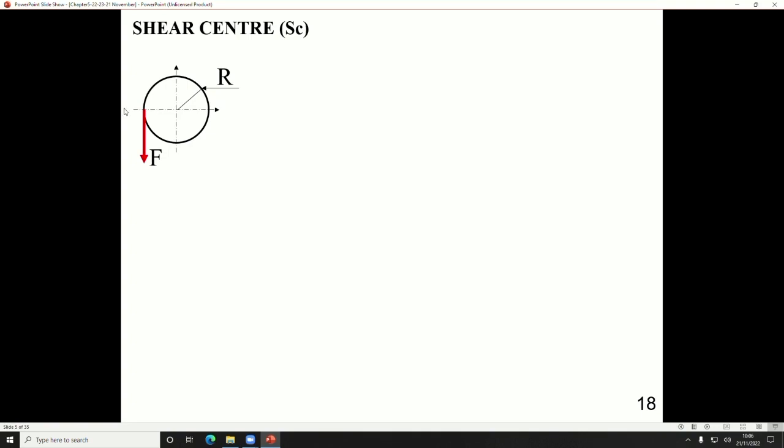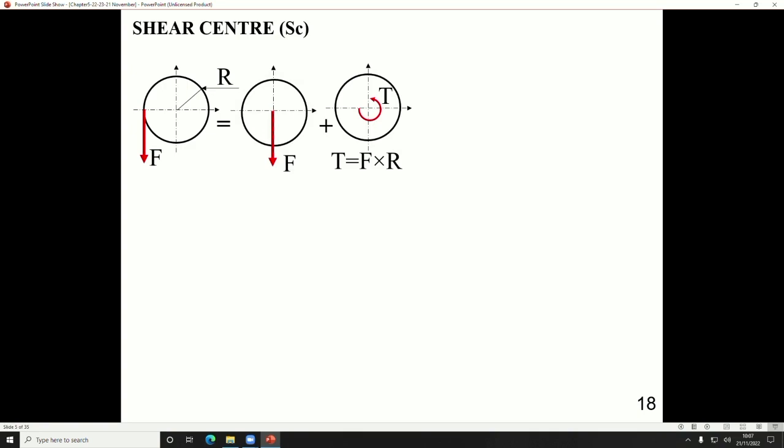So in this case, based on the superposition rule, assuming the material has linear elastic behavior, we can say the solution to this problem is the combination of a force applied at the center of the tube and the tube being subject to a torque, where the torque is equal to F times R. When I apply the force at the center, it has no twisting effect. It only bends the beam, assuming it's a cantilever beam. I apply a force exactly at the center.